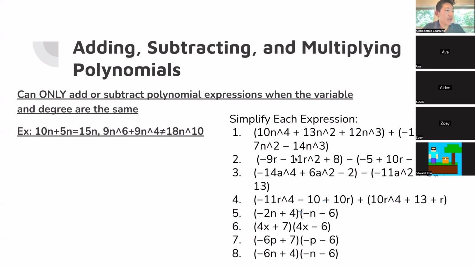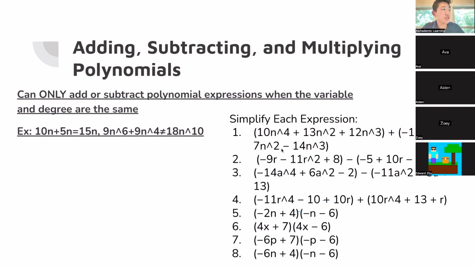So we'll take about 10 minutes to just work through these questions. And so I'll do the first one. Simplify the expression: 10n to the 4th plus 13n squared plus 12n cubed, plus negative 12n to the 4th plus 7n squared minus 14n cubed.